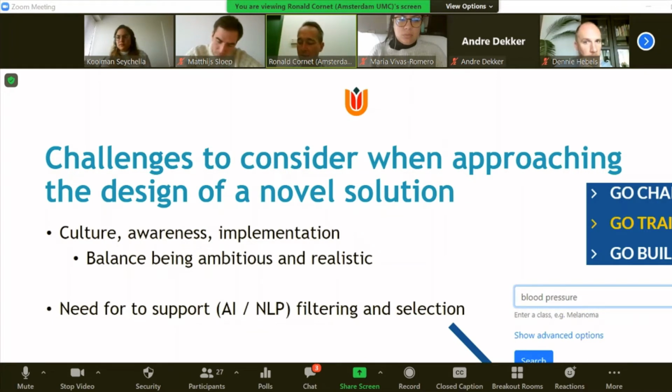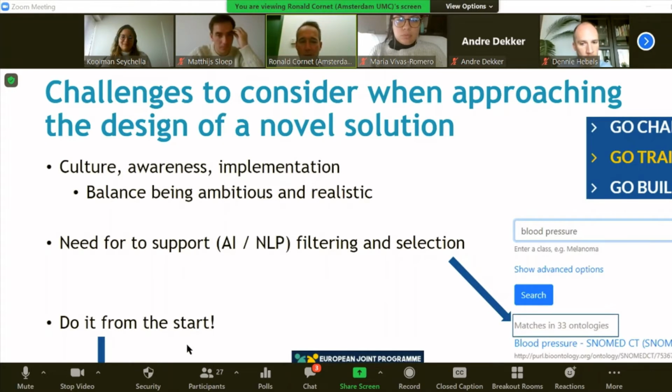And the important thing, I pointed it out already, we need shared resources and we need support for filtering and for selection. That's where AI and natural language processing come in. So if I look for blood pressure and I find matches in 33 ontologies, it's easy to get lost. So we need to support data stewards in fulfilling such tasks. And actually, if possible, we need to support them in doing that right from the start. I'm pointing here at the paper Martijn Kersloot from within my group has published on the de novo verification via an electronic data capture system. Because the sooner you do your verification work, the easier it may be.